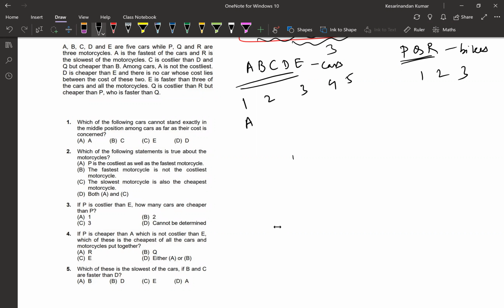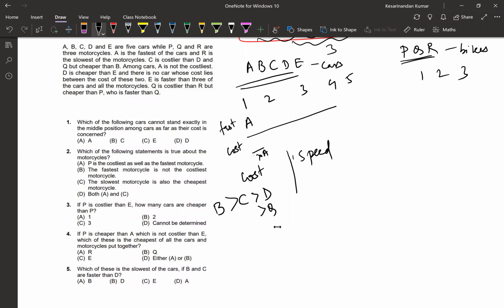C is costlier than D. Okay, fast and cost. Higher is better. C is costlier than D. Okay, so in terms of cost, let's place the cost here and speed here. C is costlier than D and Q. So it is costlier than Q as well, but cheaper than B. Okay, fine, cheaper than B. Among cars, A is not the costliest. Perfectly fine, A is not the costliest. So in cost, A will not be in the first place.